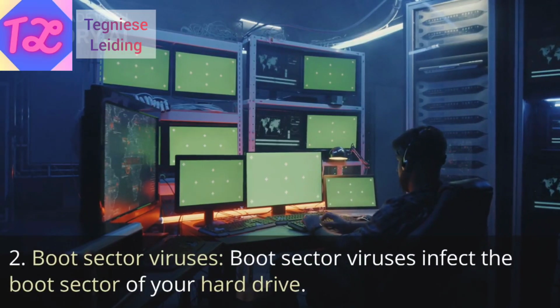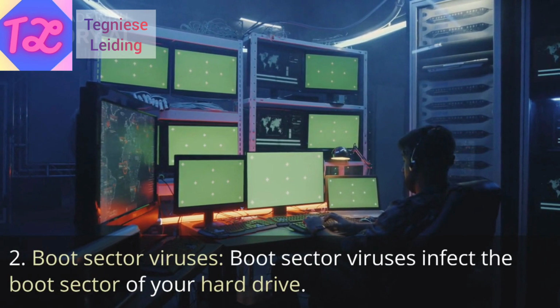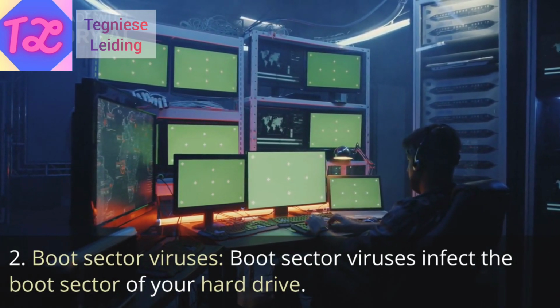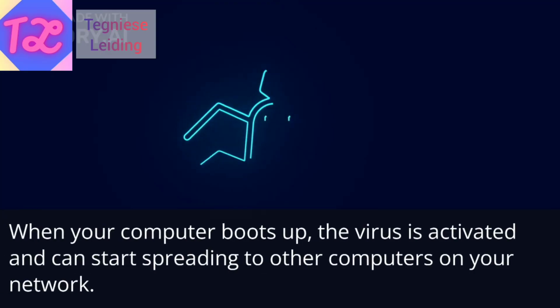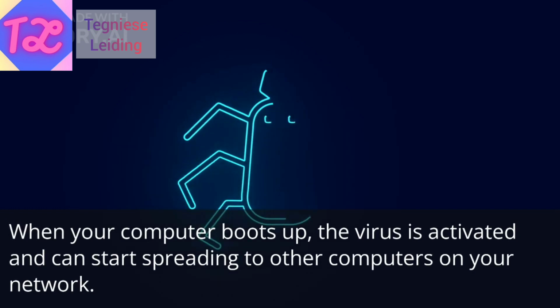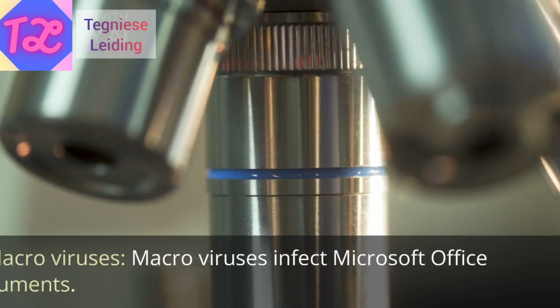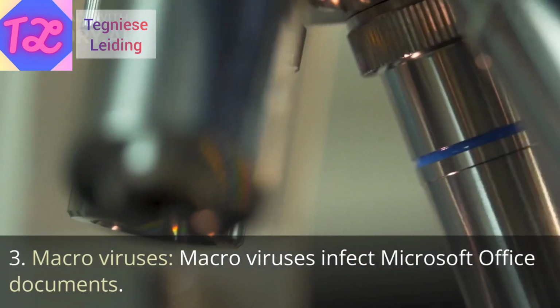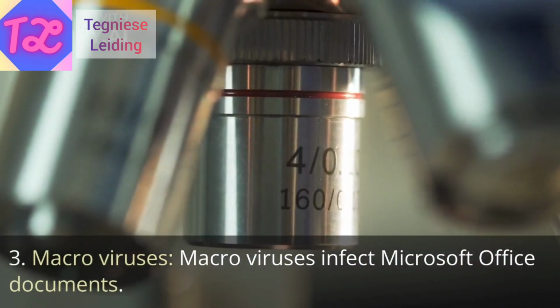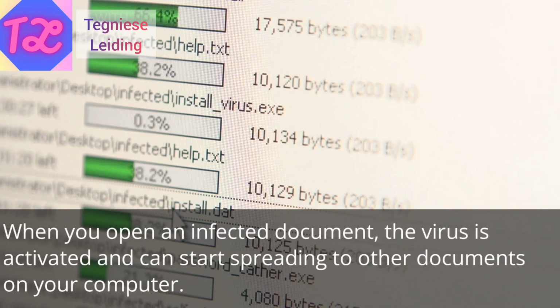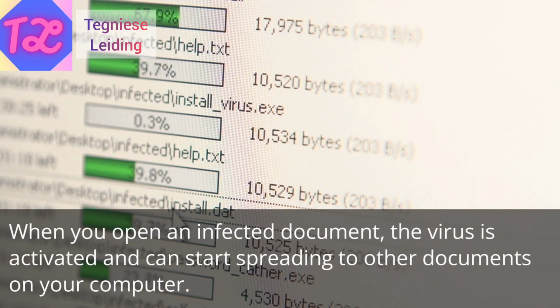2. Boot sector viruses. Boot sector viruses infect the boot sector of your hard drive. When your computer boots up, the virus is activated and can start spreading to other computers on your network. 3. Macro viruses. Macro viruses infect Microsoft Office documents. When you open an infected document, the virus is activated and can start spreading to other documents on your computer.